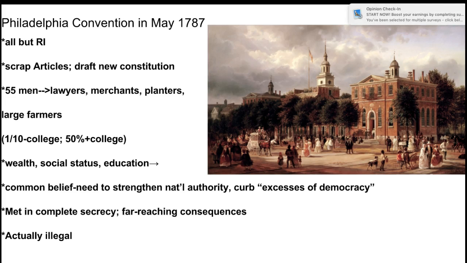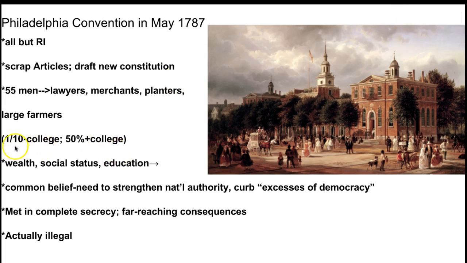They're lawyers, merchants, planters, large farmers. You have people who were not there, men like Thomas Jefferson and John Adams. John Adams was an ambassador to England at this time. George Washington was back at home in Virginia, at Mount Vernon, and Thomas Jefferson was in France as an ambassador to France. So the people who were there for the Declaration of Independence were not here at this time. This was a different set of people. But you had 55 people.